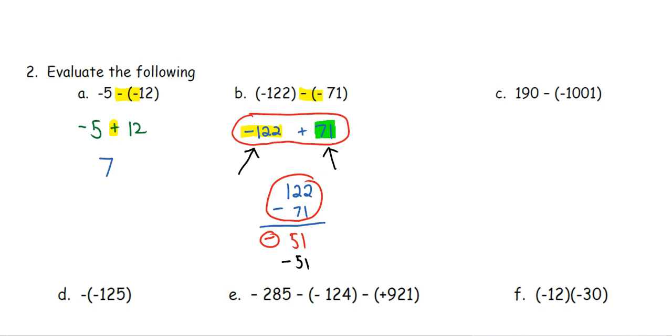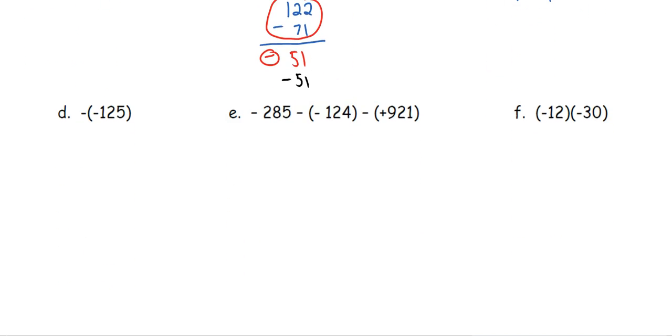Let's move on to question number C now. Question number C, same concept. I have two negative signs together there. If I have two negative signs together, that will become positive. So 190 plus 1001. There's no tricks here. You can do that on the side, and you'll get 1191. All right, let's move on to question number D now.